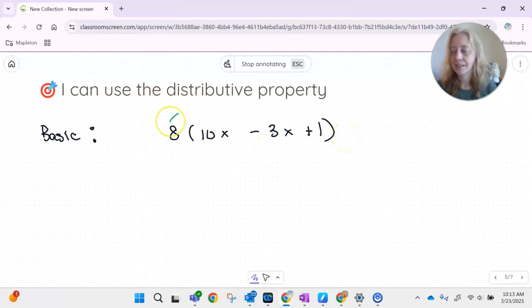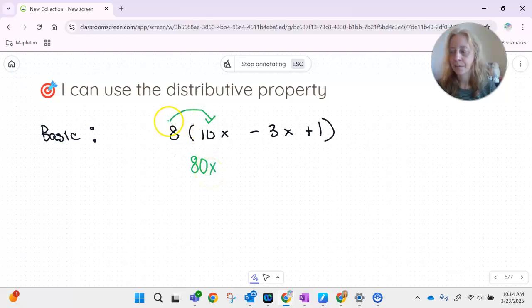So this 8 is going to be multiplied by the 10x. Now our coefficients get multiplied together. So our 8 is multiplied by the 10. 8 times 10 is 80. And the x is still hanging out here with it.